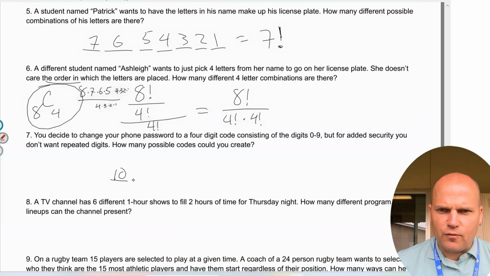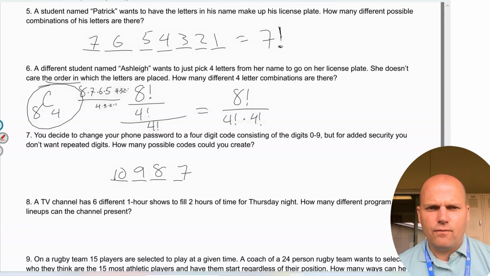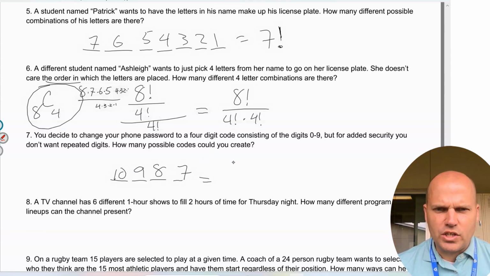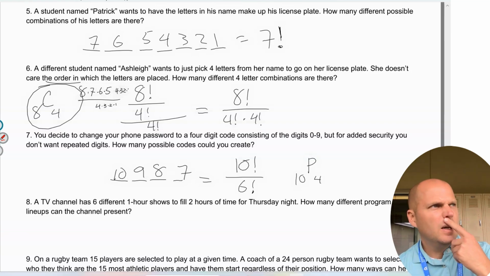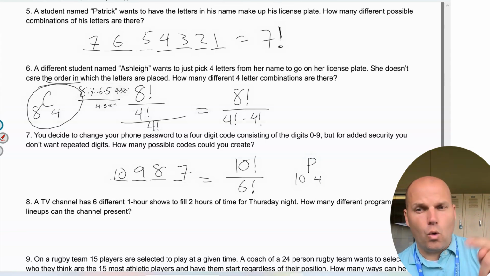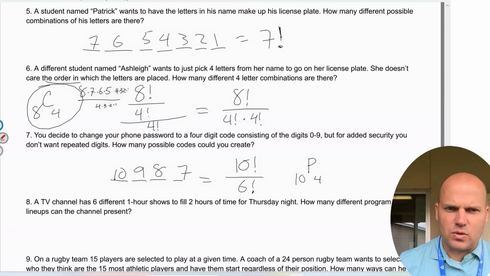Okay, 10 choices for the first, 9 for the second, 8 for the third, 7 for the fourth, which is the idea of 10 factorial over 6 factorial. I have 10 choices. I'm choosing 4 slots. Order matters. So that's what I have.